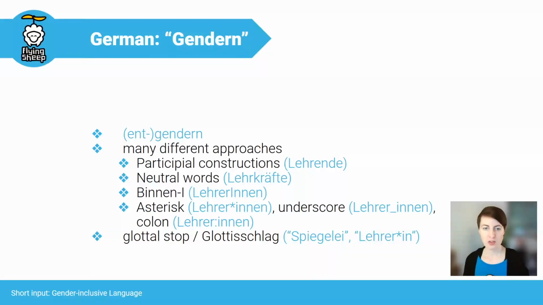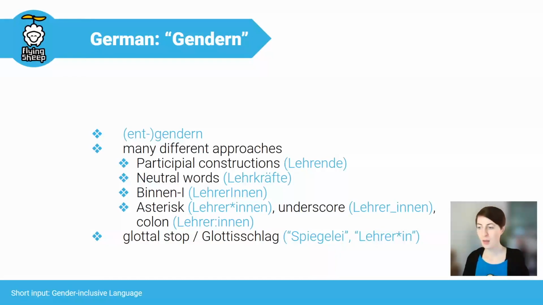Since it's actually the process of removing gender specifics from language, entgendern might be a more precise way to describe it. And there are a lot of different approaches to that. So, for example, we can use participial constructions. Instead of Lehrer, we can say Lehrende, a person who does teach. Then there's also neutral alternatives to gendered words. For example, Lehrkraft instead of Lehrer. But especially in this case, there's limited use. If you try to use that consistently, sometimes it feels and sounds very awkward.